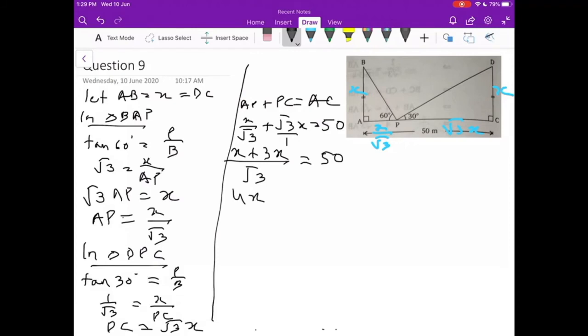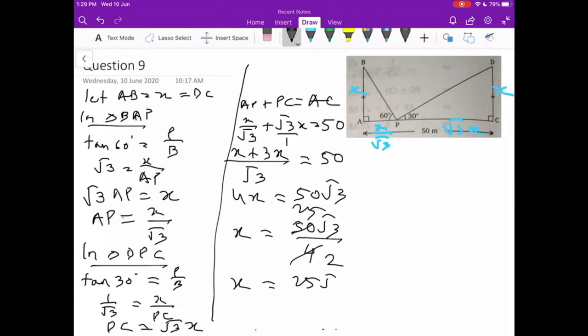Now cross multiply, you have 4x is equal to 50 root 3. So x value is 50 root 3 divided by 4. If you want, you can cancel 2 and 2 to 25. So there you are, your value of x is equal to 25 root 3 by 2. Now if you want to answer in decimal, put the value of root 3 as 1.732, then 25 multiply 1.732 and divide by 2 and get your answer.